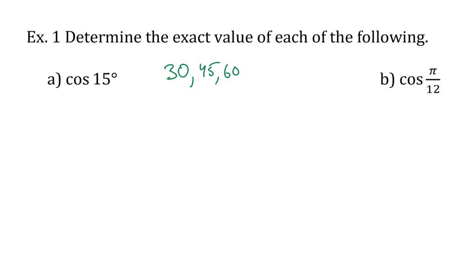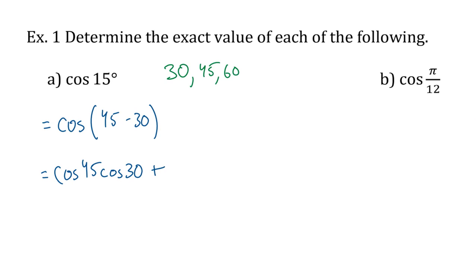How can I use 2 of those to make 15? 45 minus 30. So this is, do you agree this is equal to cos of 45 degrees minus 30 degrees? And doesn't that look like the formulas we were just looking at? So that means this is equal to cos 45 cos 30 plus, because you flip the sign, sine 45 sine 30. Is that correct?